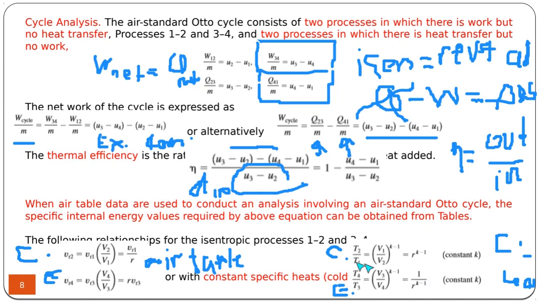This is much more realistic than that, because with the assumption that the specific heat is constant, there is going to be some error in the calculation of the work output, efficiency, and so forth. And that's why the air standard, in which you use the air tables by assuming that the specific heat is variable, will give you more realistic values than cold air standard.